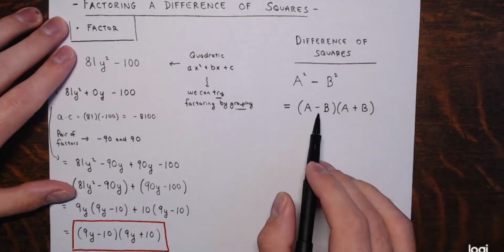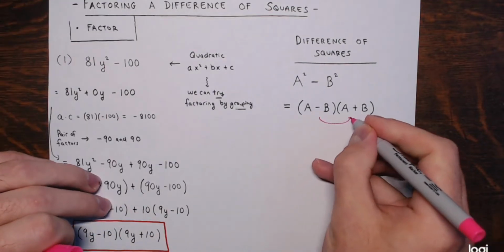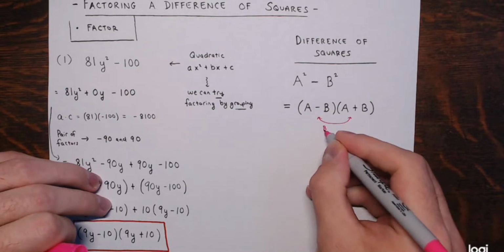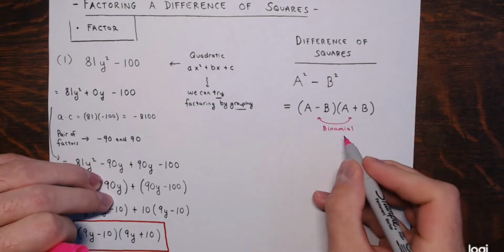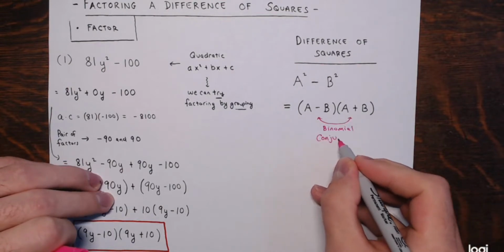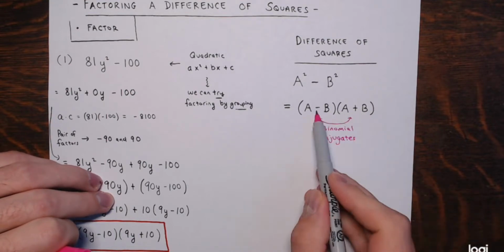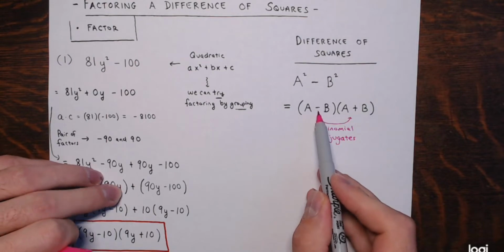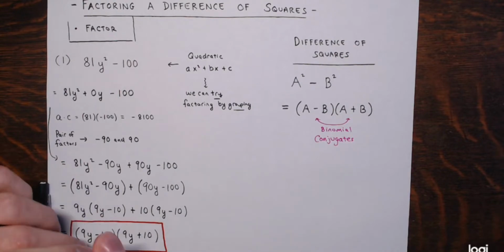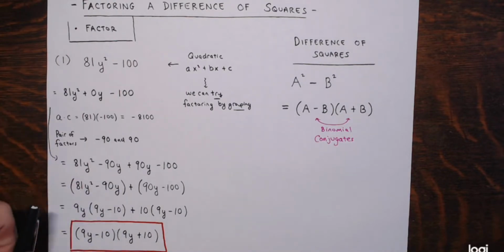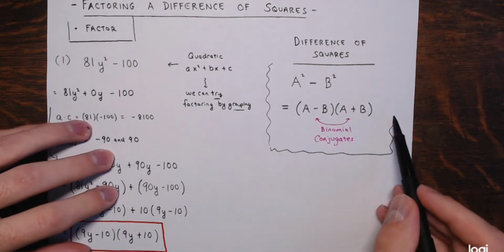And this a minus b and a plus b, these are called binomial conjugates. Binomial because they have two terms each, and conjugates just means they have the same terms but with a different sign in the middle. A plus b, a minus b. Still have a and b as the two terms, but with a plus and a minus in the middle. That's the only difference. So this is the difference of squares formula, if you want to call it that.